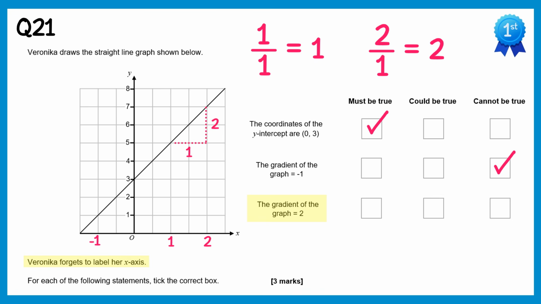So because we haven't been given the scale for the x-axis, we've shown the gradient could be 2, but it also may not be 2. So we need to tick the middle box, could be true.